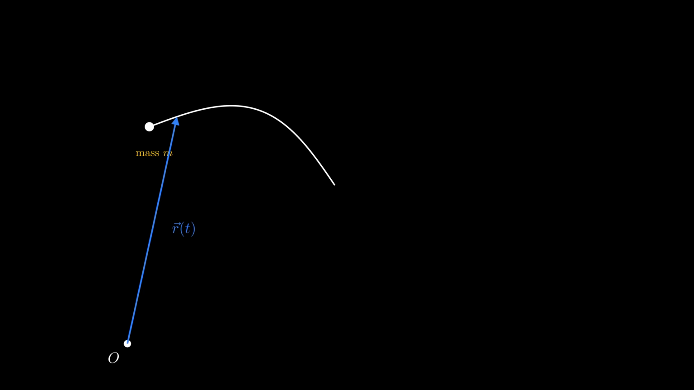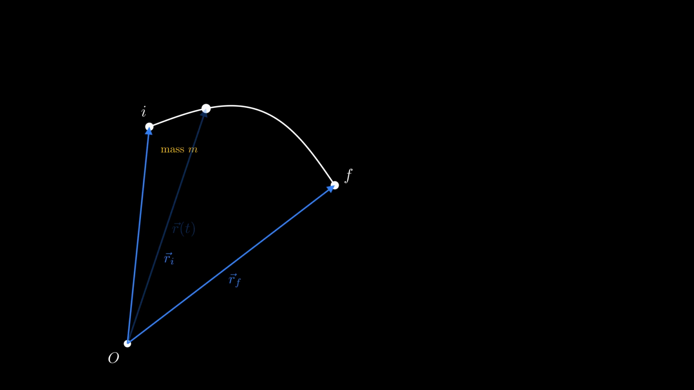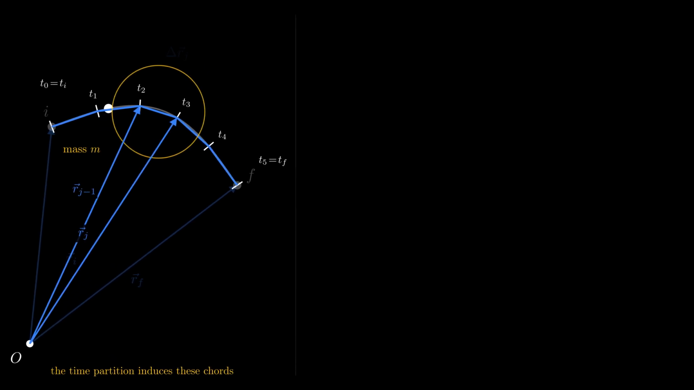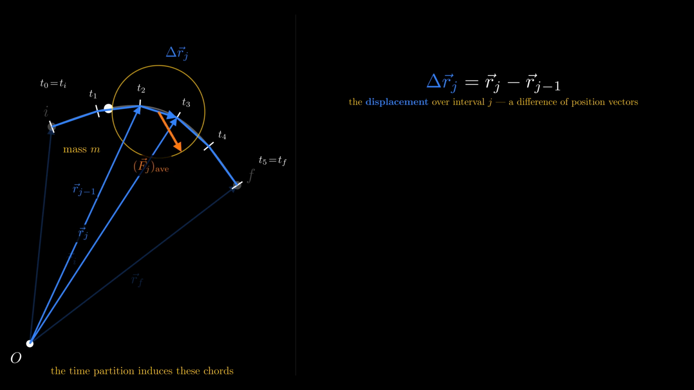Measured from a chosen origin, the body's position at time t is the position vector r of t. The body starts at the initial position, r sub i, and ends at the final position, r sub f. Now divide the travel time into n small intervals. During interval number j, the body moves from position r sub j minus 1 to position r sub j, and the displacement for that interval is the vector delta r sub j. The difference of those two position vectors, a short chord pointing along the path.